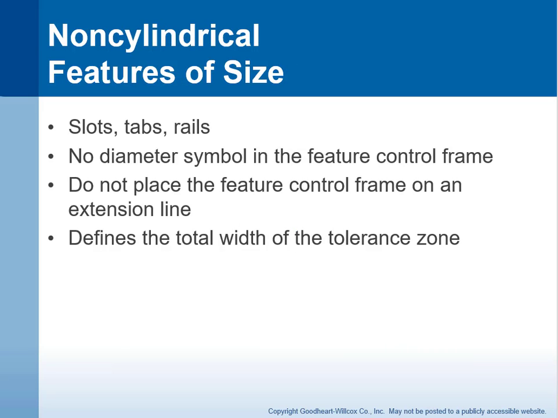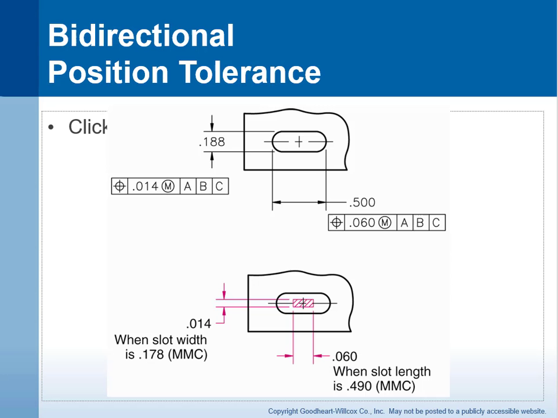Non-cylindrical features of size. Those are slots, tabs, and rails. No diameter symbol is going to be used in the feature control frame for the tolerance zone shape. Do not place the feature control frame on an extension line. And it defines the total width of the tolerance zone.